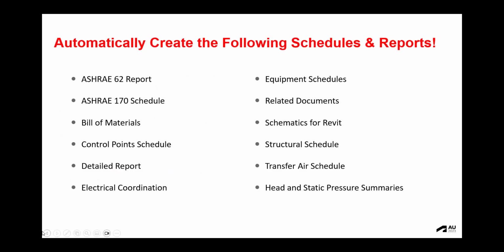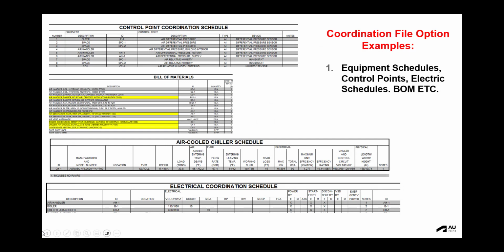So here are the schedules and reports that can be created. Different ASHRAE 62, 170, bill of materials for cost, control point schedules, electrical coordination, the equipment schedules, obviously, schematics for Revit, structural schedules so we understand weights that we need to pass on, transfer air schedules, where's all the air going from space to space, and new are head and static pressure summaries when you're doing calculations on the pump head and static pressures on fans.